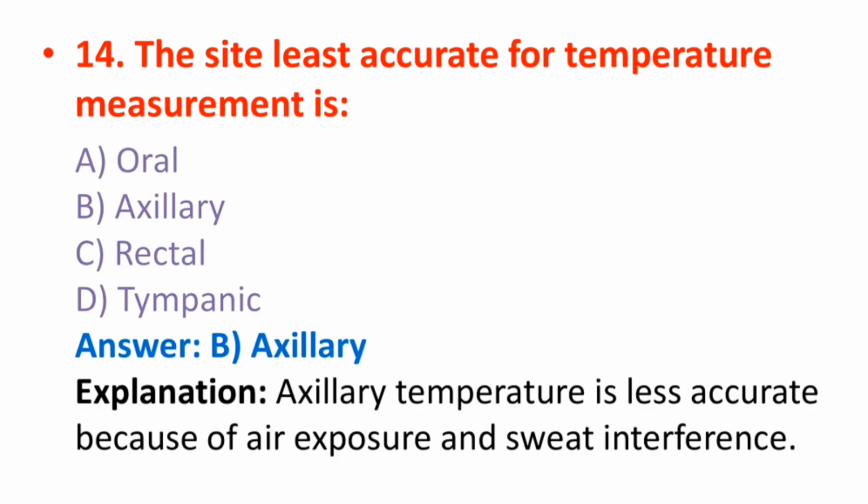The site least accurate for temperature measurement is: option A, oral; option B, axillary; option C, rectal; option D, tympanic. The correct answer is option B, axillary. Axillary temperature is less accurate because of air exposure and sweat interference.